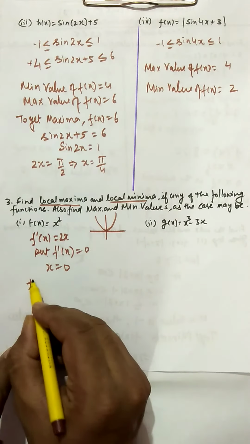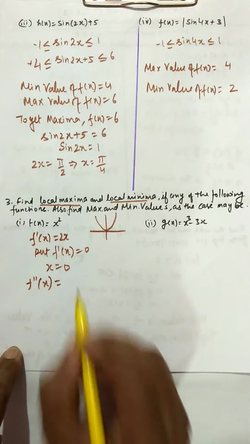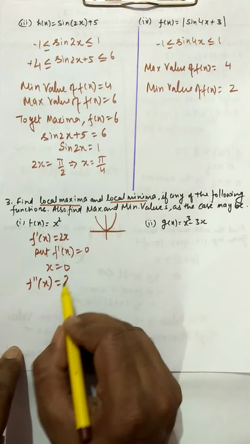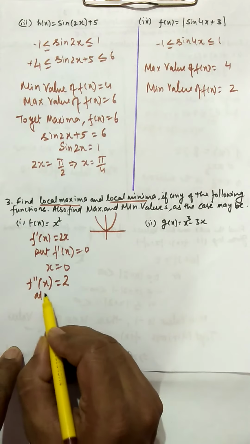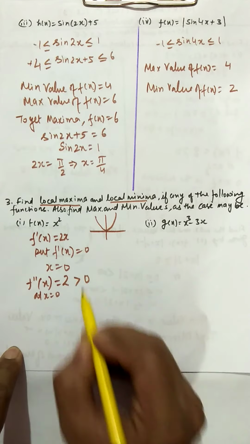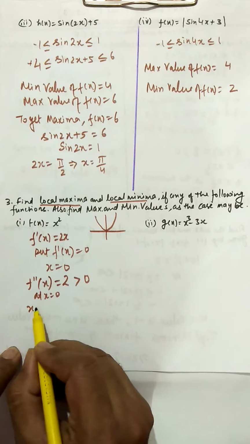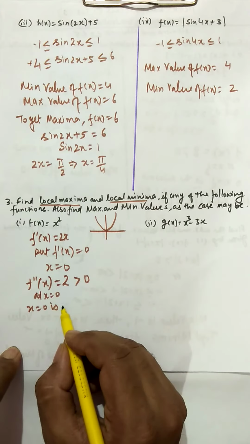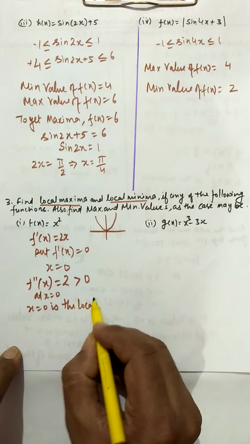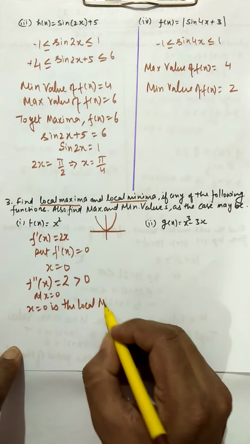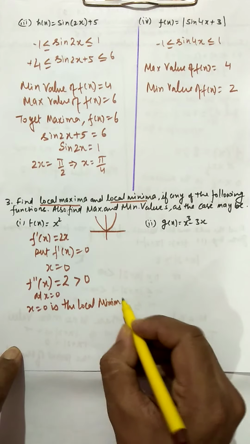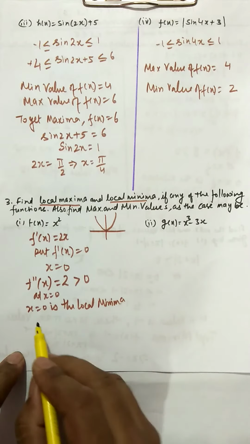So now we can do the second order derivative, that is f''(x), and that is going to be 2. So whatever value you put, it will be greater than 0. So you can say that x equal to 0 is the local minima, and the minimum value you have to find.